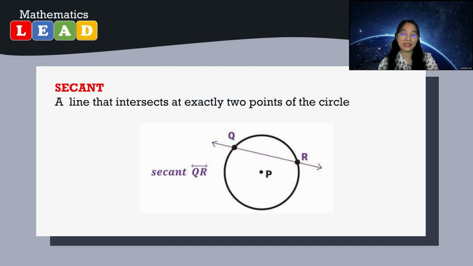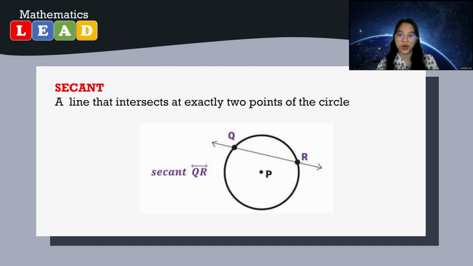When we say secant, it is a line that intersects at exactly 2 points of the circle. Take note of that, 2 points of the circle. So in this case, we have the circle P and then the line QR. You can see that the line QR intersects the circle at exactly 2 points. That's why we already know that the line QR is our secant.